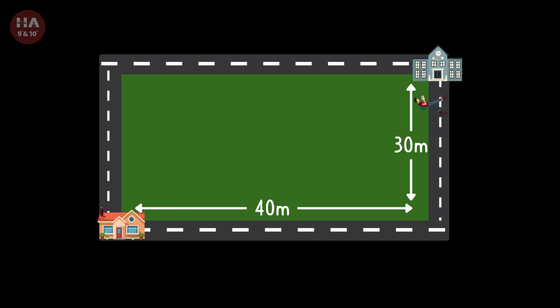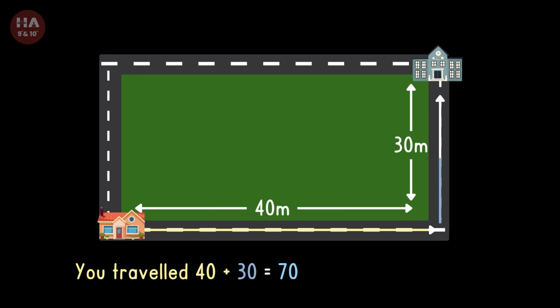So what will be your distance? Distance is defined as total length of the path traveled. So in this case, you traveled 40 plus 30, which is 70 meters. So 70 is your distance.